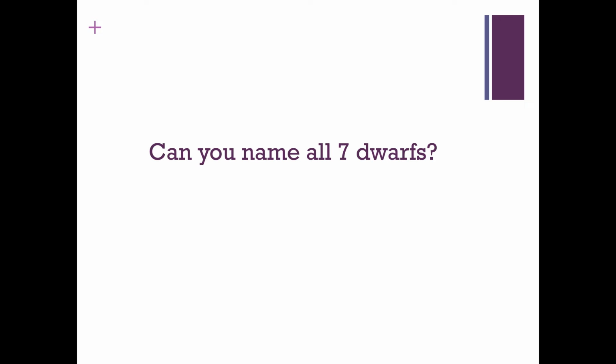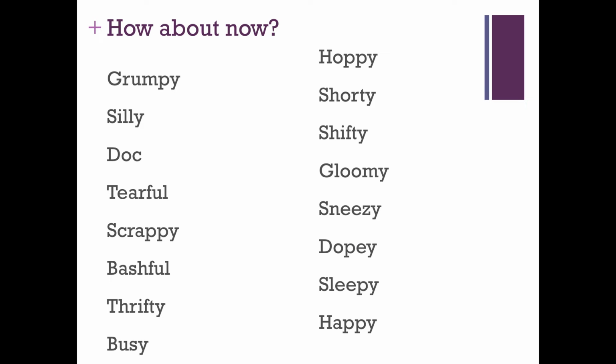I want you to see if you can write down the names of all 7 dwarfs. So pause the video, try to write the names of all 7 dwarfs. You might have found it difficult to list them all, but how about now? Can you pick out all 7 now? Try it. Pause the video.